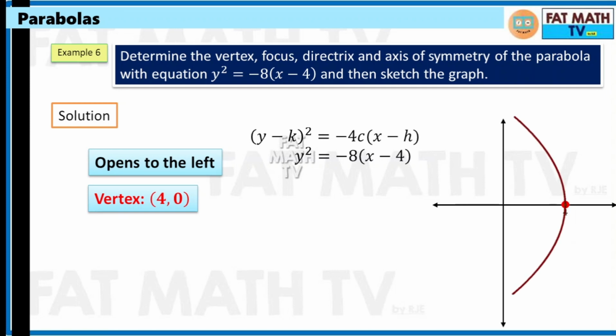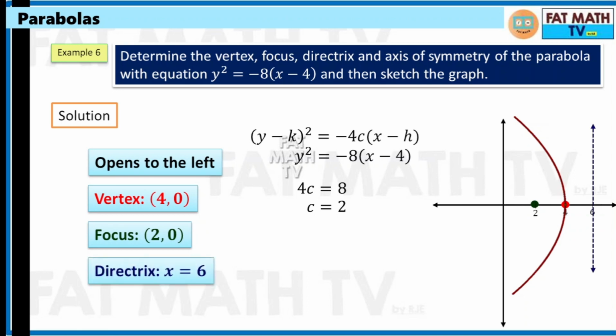So the focus must be to the left. But solve for c first so that you will know how many units you need to move. 4c is equal to 8, so c is 8 over 4, that is 2. So you need to move 2 units to the left to get the focus. 2 units to the left of (4, 0) is (2, 0). You just need to subtract 2 from 4. And if you move to the right, you add 2 to 4, that is 6. So that is a vertical line passing through x = 6. The equation of the directrix is x = 6.